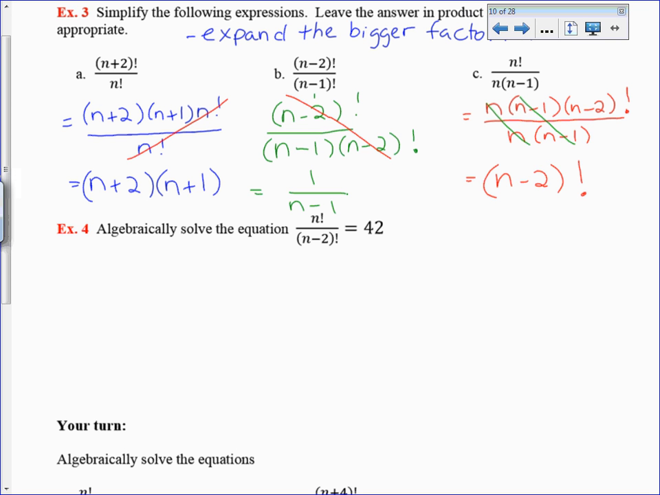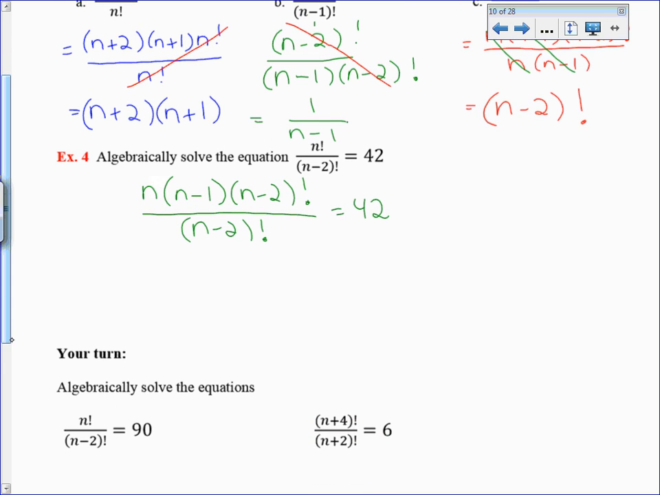So now we're going to see what we can do with this. So I've got n factorial over n minus 2 factorial. So which one, the top or the bottom, is bigger? Top. Okay. So n times n minus 1 times n minus 2 factorial divided by n minus 2 factorial equals 42. So my n minus 2 factorials cancel. And then I have n times n minus 1 equals 42.